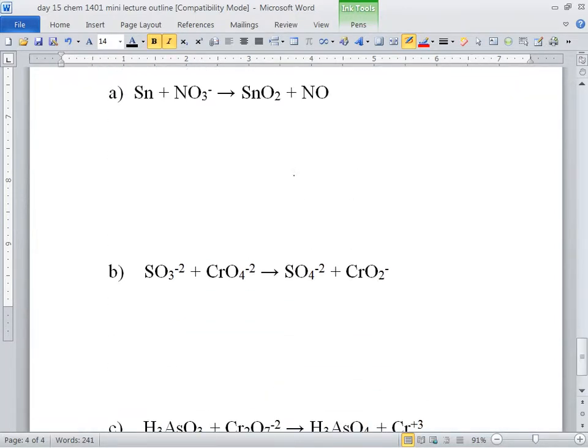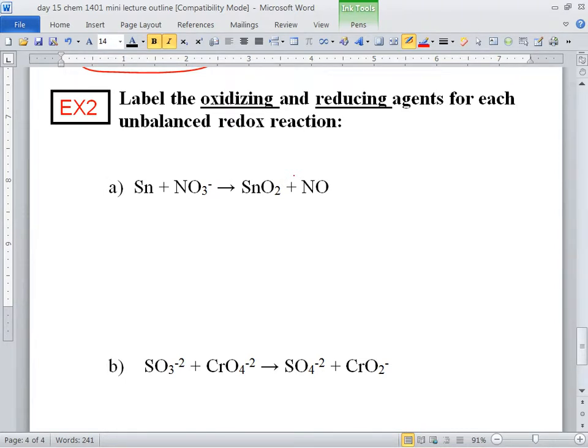So, here we go. Now we're up to the boards the rest of the hour. So we'll do these, and then we'll go back and do some more of what we were working on before. So let's go to the boards and do these. Label the oxidizing and reducing agents.